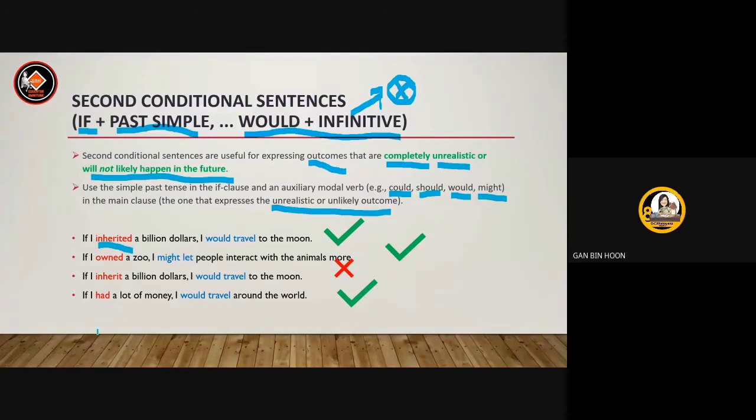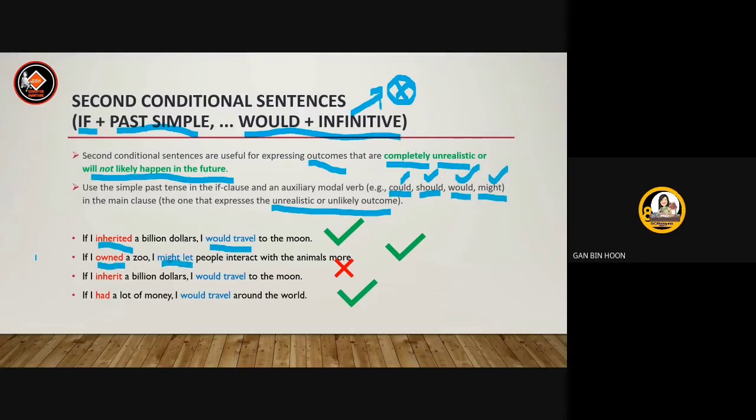Yes, teacher. Okay. So, second conditional ni bermaksud perkara tu tak logik, dia tak akan berlaku. So, if I inherited $1 million, I would travel to the moon. So, akibat dia semua kena guna would, ataupun you can use could, should, would, might. If I own a zoo, boleh tak awak memiliki zoo? Tak mungkin, right? I might let people interact with the animals more.